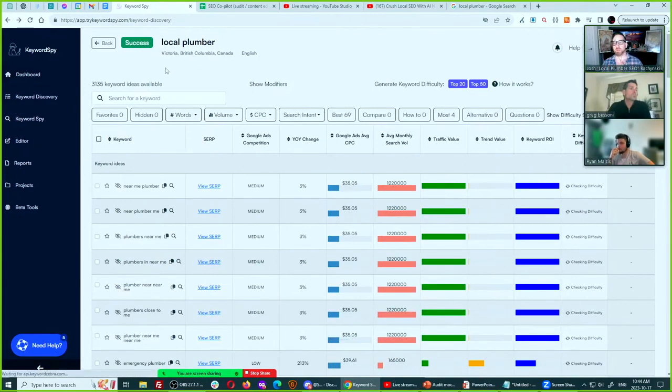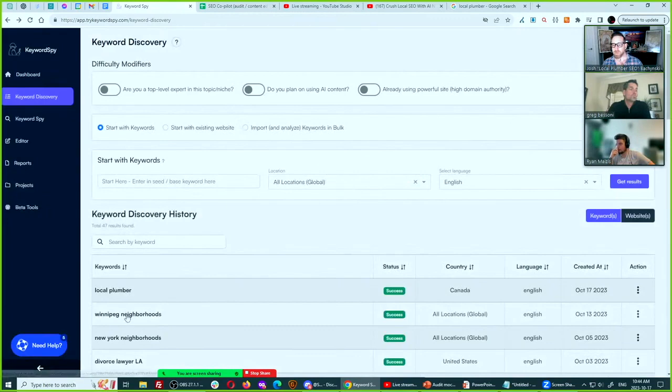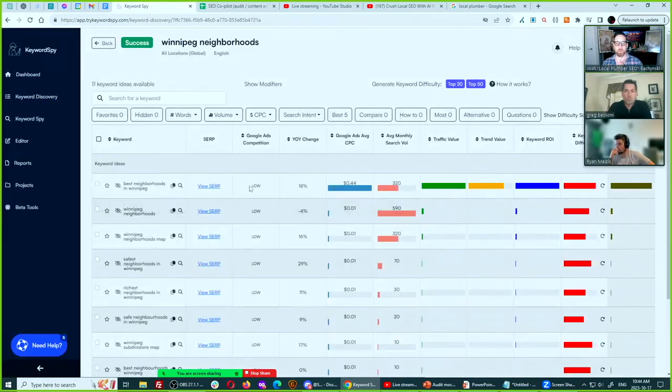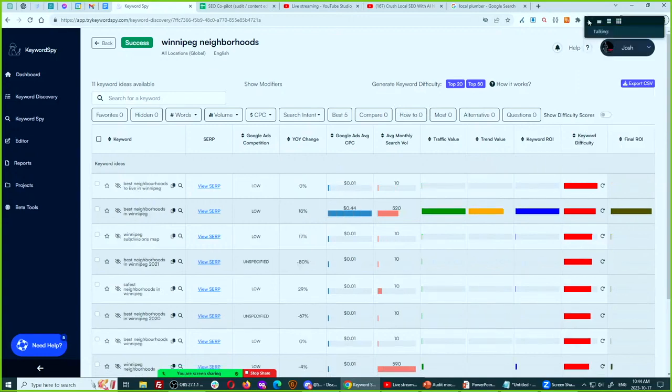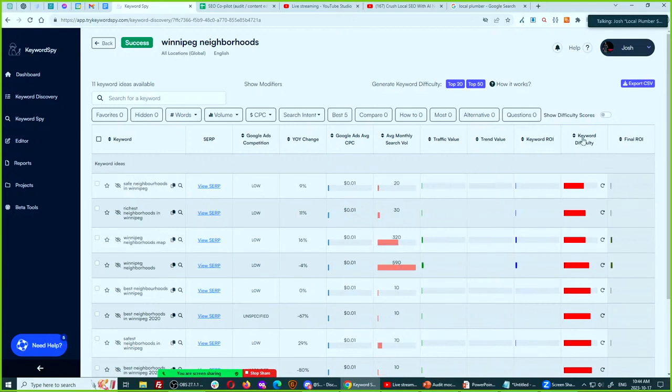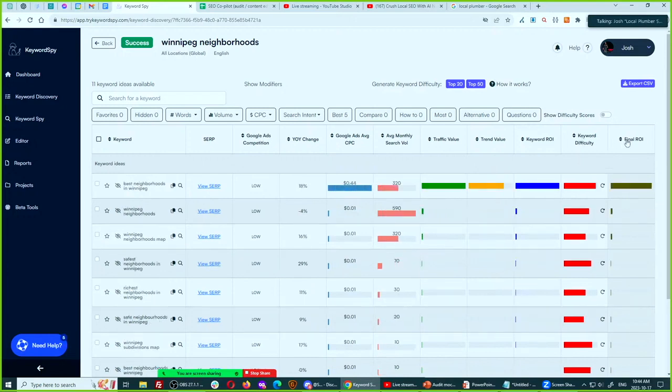So let me show you the one that's been done here. So here's another local one I did for Winnipeg neighborhoods. And the keyword difficulty is already done. And you could sort it by keyword difficulty. Or you can sort it by final ROI, which is the return on investment for this keyword because it has the most money behind it and the most searches and it's the hottest. That's keyword ROI, your return on investment. And then it has the final ROI, multiplying that by the easiest difficulty times this.